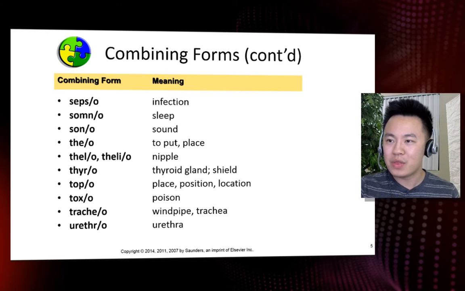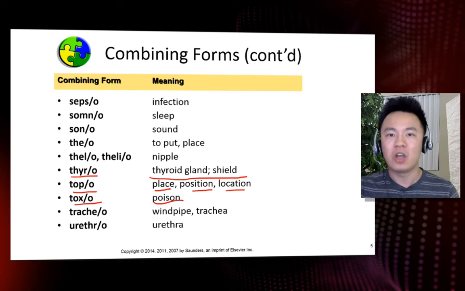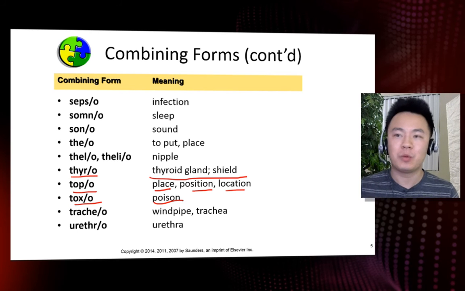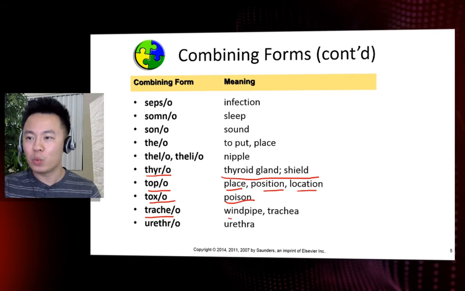We also have here thyro, which means thyroid gland or a shield. We have topo, which means a place, position, or a location. And of course, the most obvious one here is toxo, which is a type of poison. For example, toxic. A substance is considered to be toxic means pertaining to being a poison or poison-like. We have trachea, which means windpipe, and of course we have here urethra, which means urethra.